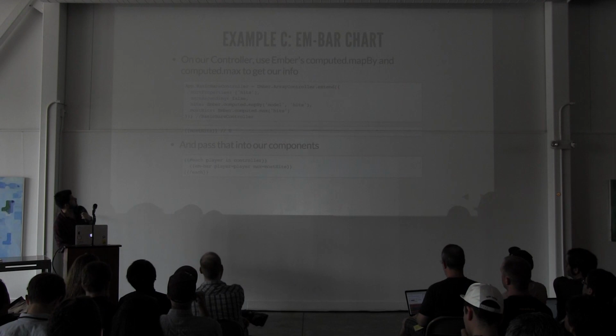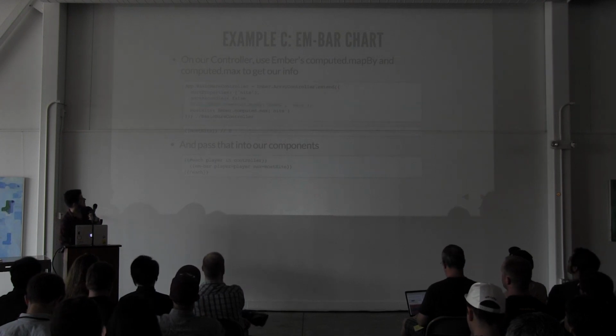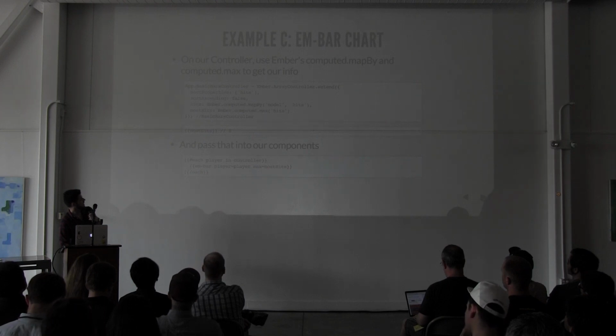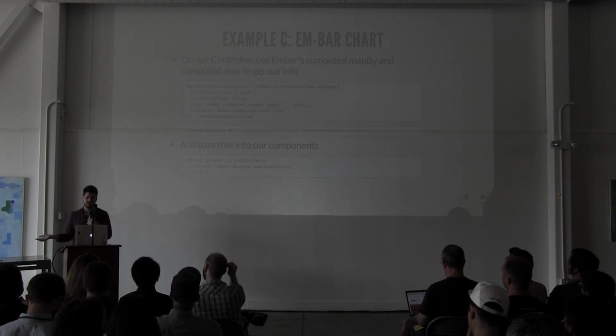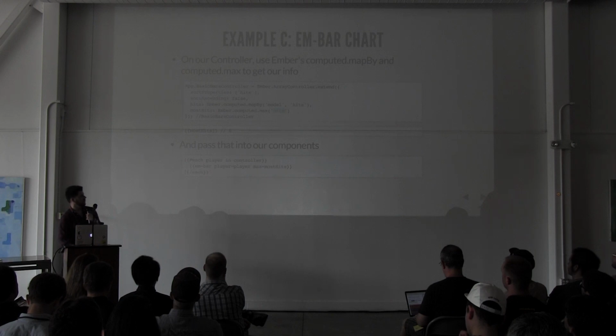The first thing we're going to do is read from our model. We're going to say that hits are Ember computed mapped by our model, which we looked at earlier, and we're going to map it by number of hits. That'll just give us a basic array of everybody's hits. And to determine the most, Ember.computed.max. Or if you prefer, you could use underscore or something like that as well.